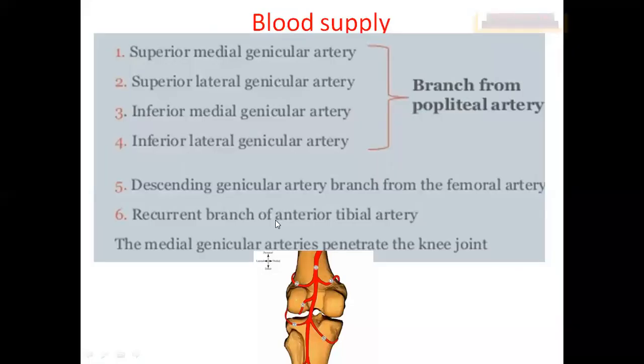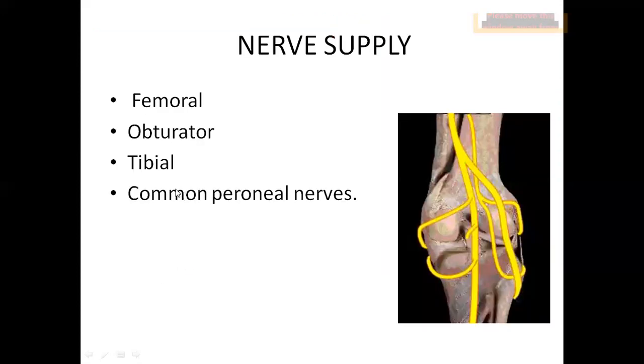Now coming to the blood supply of the knee joint, you have to remember the anastomosis around the knee joint, that will help you to write everything. So the blood supply comes from the superior medial genicular artery, superior lateral genicular artery, inferior medial genicular artery, inferior lateral genicular artery. These are the branches coming from the popliteal. Apart from that, we have the descending genicular artery, which is a branch from the femoral artery, and the recurrent branch of the anterior tibial artery. Medial genicular arteries penetrate the knee joint.